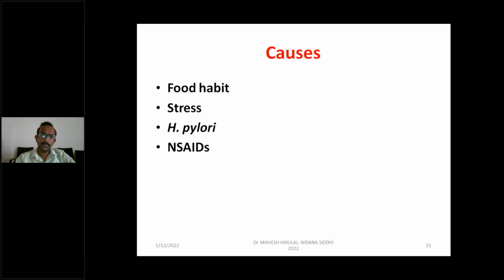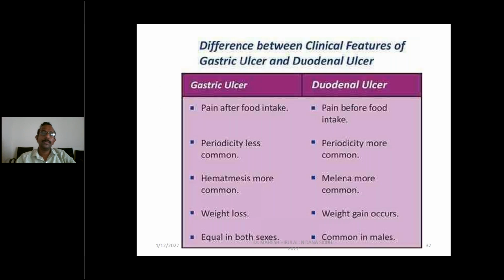The causes for peptic ulcer are food habit, stress, and H. pylori infections and the NSAIDs, and some other drugs like aspirin, etc. These are the major causes for peptic ulcers. We need to mainly differentiate between the gastric ulcer and the duodenal ulcer. In gastric ulcer, the pain after food intake increases, and in duodenal ulcer, pain before food intake will be seen.